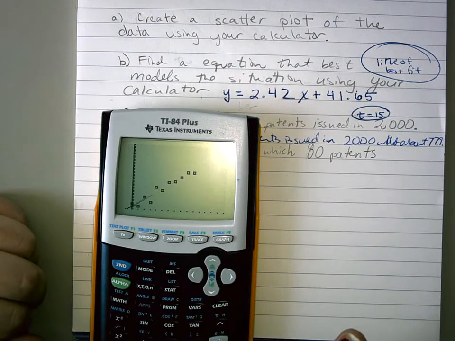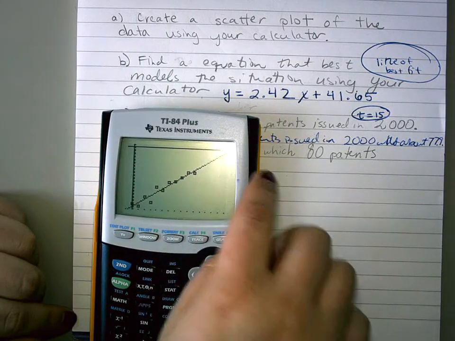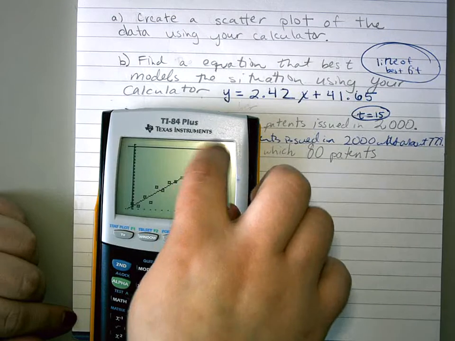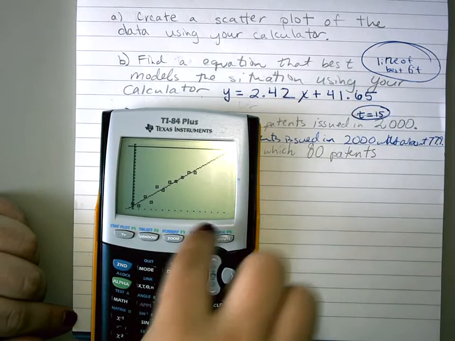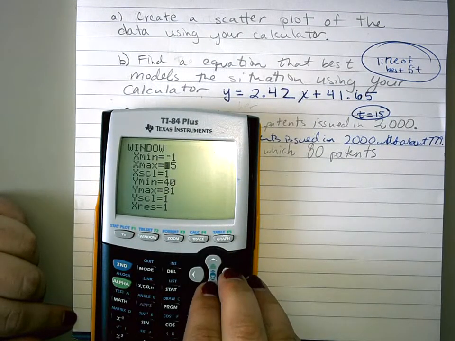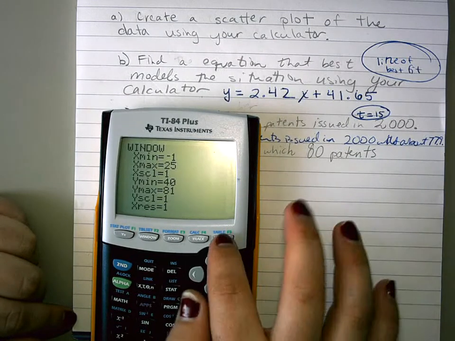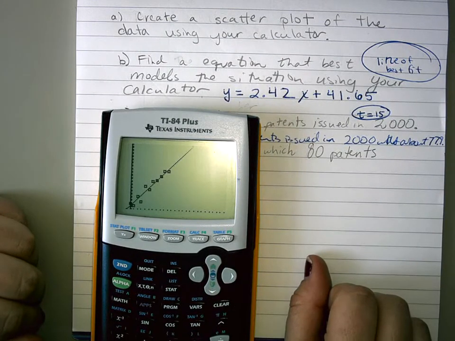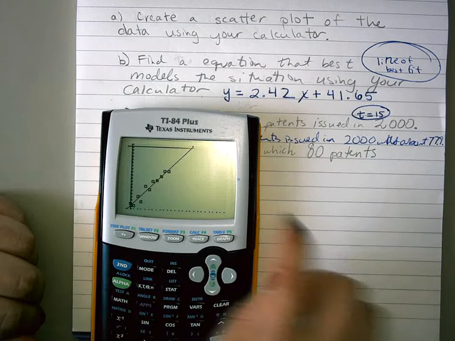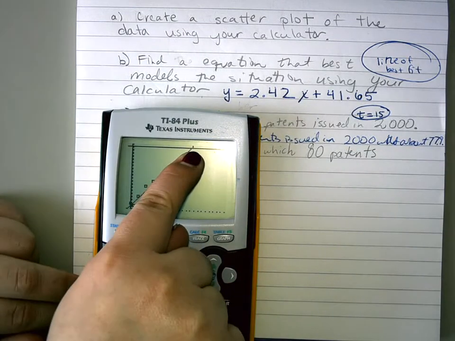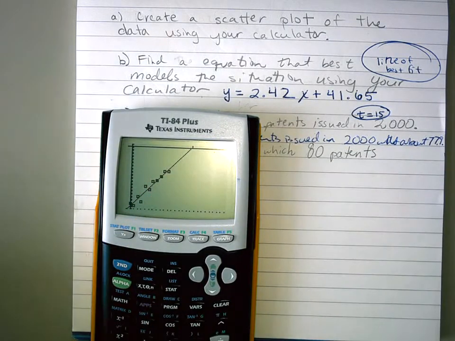Now when you graph it, you can see the line, and the intersection is still not there, so we still need to increase a little bit. So we're going to go to the window. We're going to increase our X max to 25. Now we have the intersection in our window, and so when we calculate the intersection, the calculator will find it.